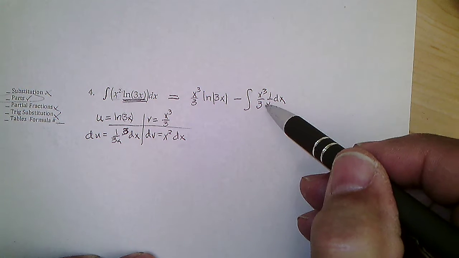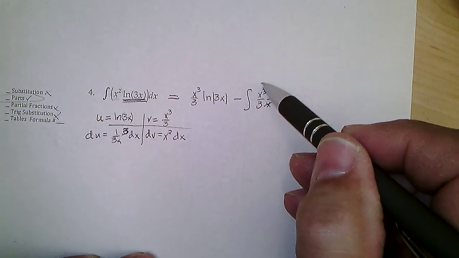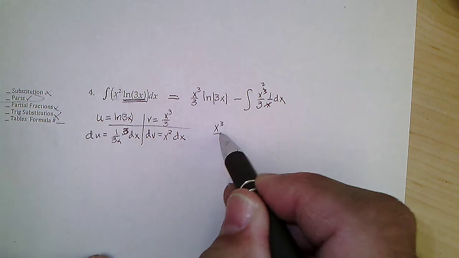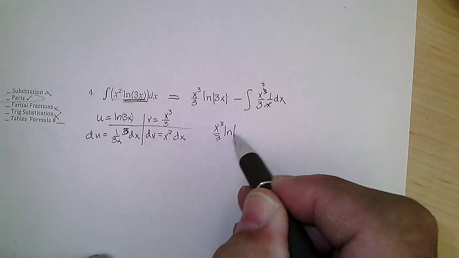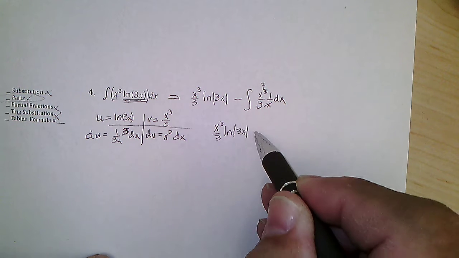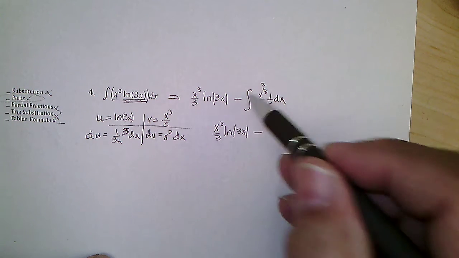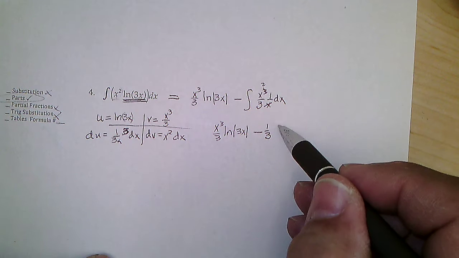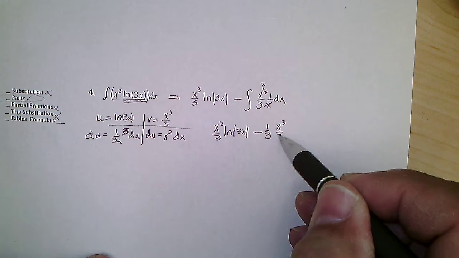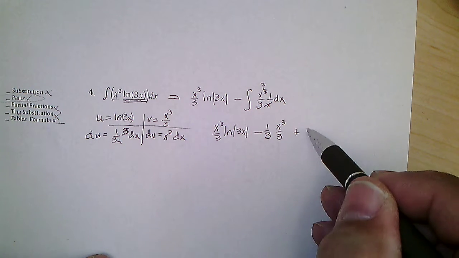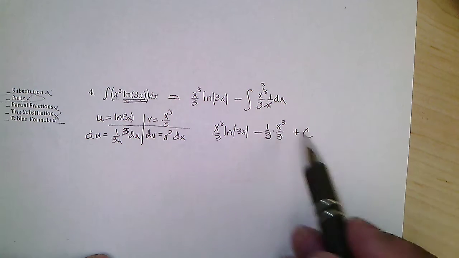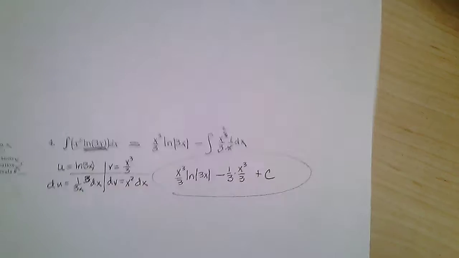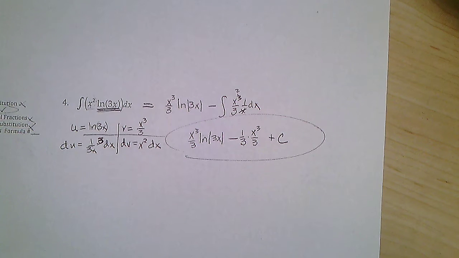And this x cancels one of these and makes this turn into x cubed over 3 ln 3x minus the 1/3 can come out. And we'd have x squared in, and the integral of x squared is x to the third over 3 plus c. And you can make this x cubed over 9, or you could factor out a third. But that's it. We're done with that one.